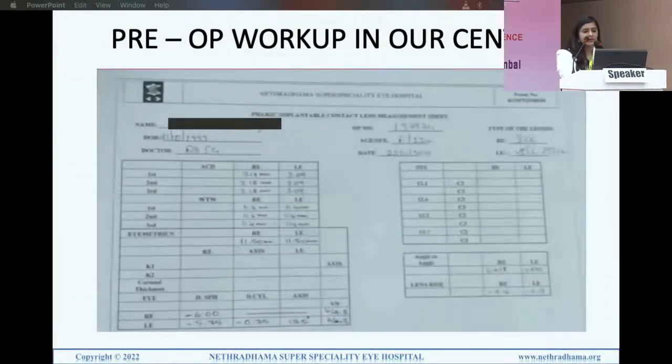So in our center, we have this form where we take all the measurements. As you can see on the left-hand side, you have your ACD where three measurements are taken. Three measurements of the white-to-white are taken, both for the right and the left eye. And the iMetrics tool on the OPScan is used for the white-to-white measurements. Your K1, K2 has to be entered, your corneal thickness, and your refraction for both the right and left eye. And here you can see some of the values C1, C2, C3. This is actually obtained from your UBM, which I'll come to a little later. And then your anterior chamber angle and lens rise is also mentioned in every sheet in our workup.